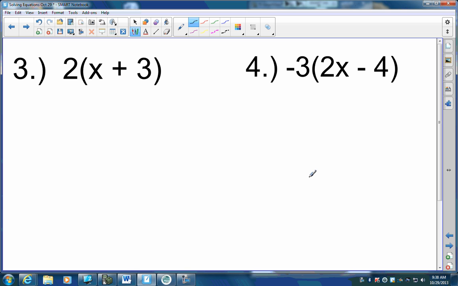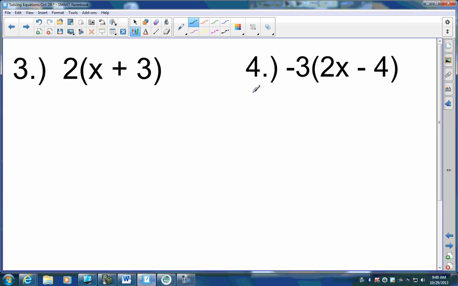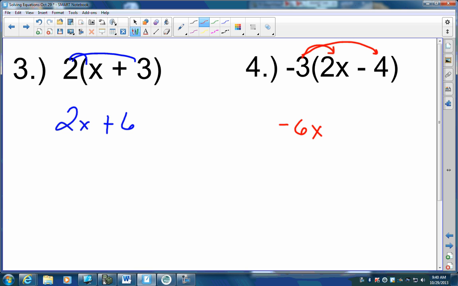Okay, so let's do these two right now. Write down these two problems, and then check them in the calculator. All right, so on number 3, you'll take the number that's outside the parentheses times everything that's inside. So I have 2 times x, 2x, 2 times 3 plus 6. That would be your answer. On number 4, negative 3 times 2x, negative 6x, negative 3 times negative 4 plus 12.